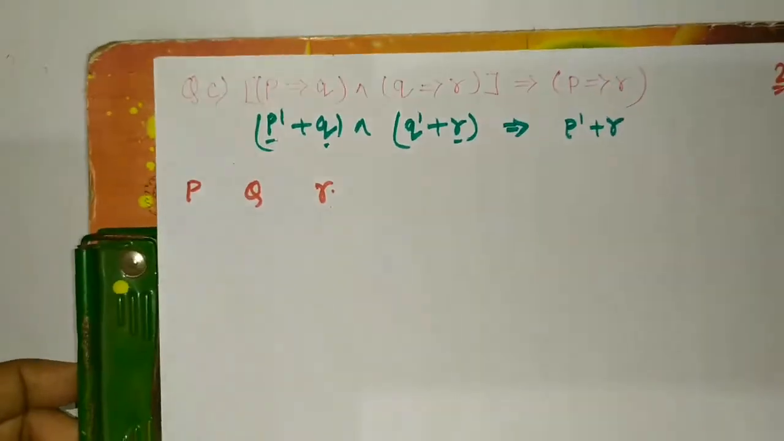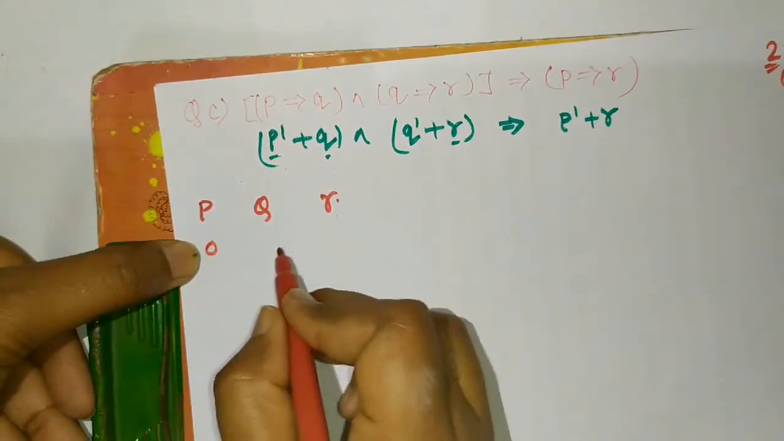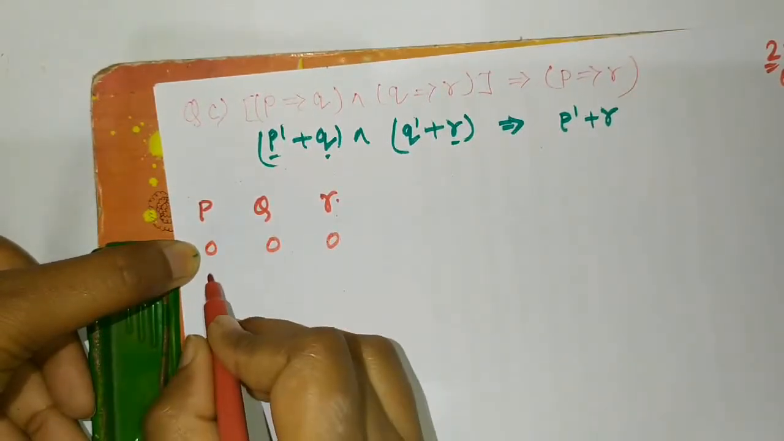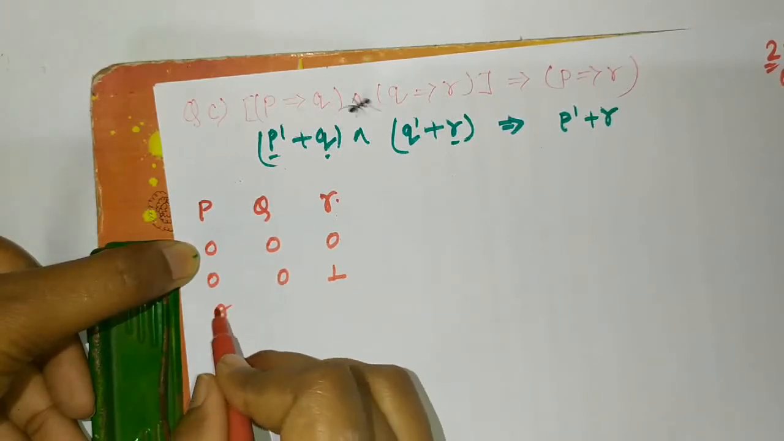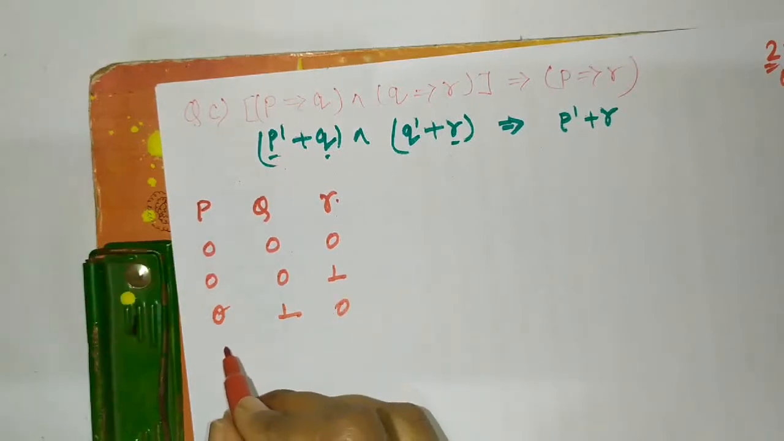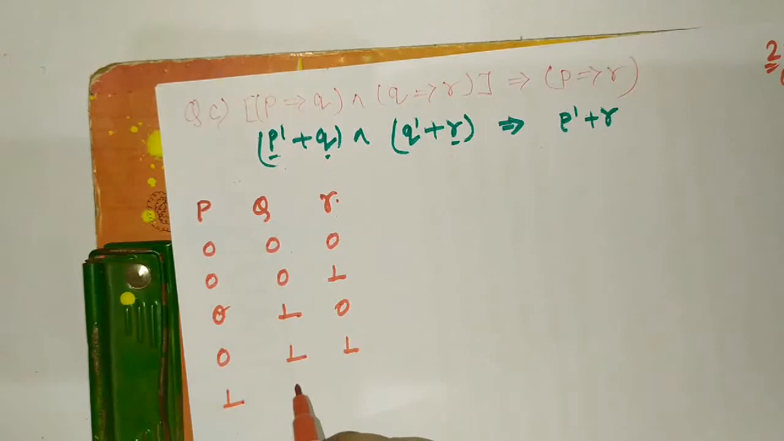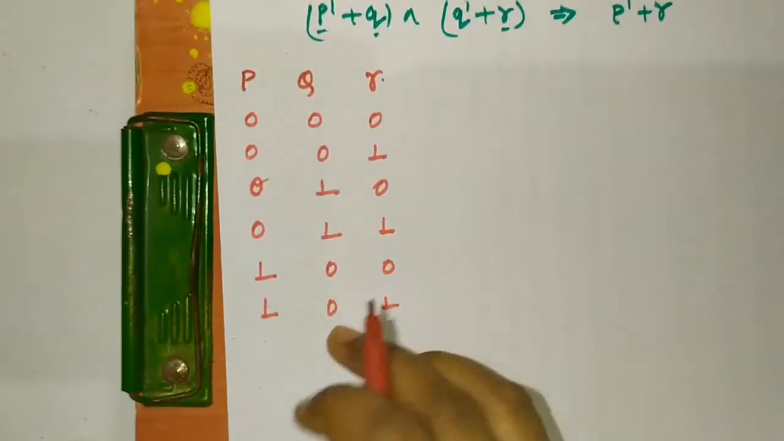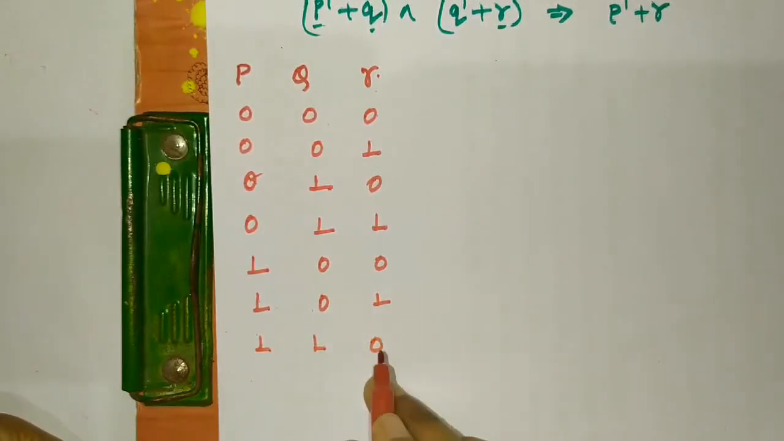So here the value of PQR: 0, 0, 0, then 0, 0, 1, this is the binary number of 1, and 0, 1, 0. Then 0, 1, 1. Then 1, 0, 0, and 1, 0, 1, this is the binary number of 5. Then 1, 1, 0, this is the binary number of 6. Then 1, 1, 1, this is the binary number of 7.